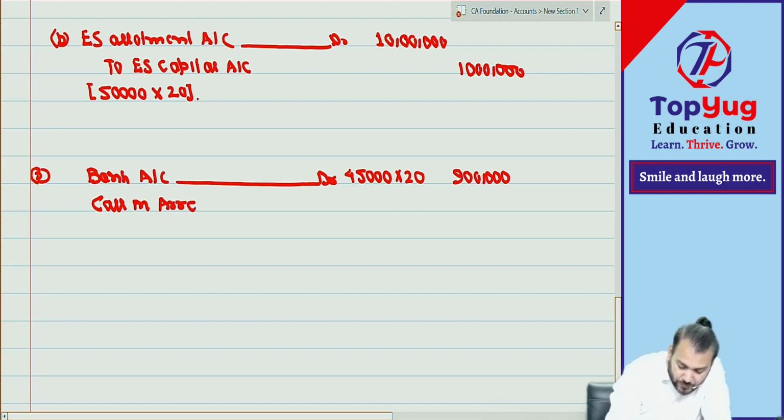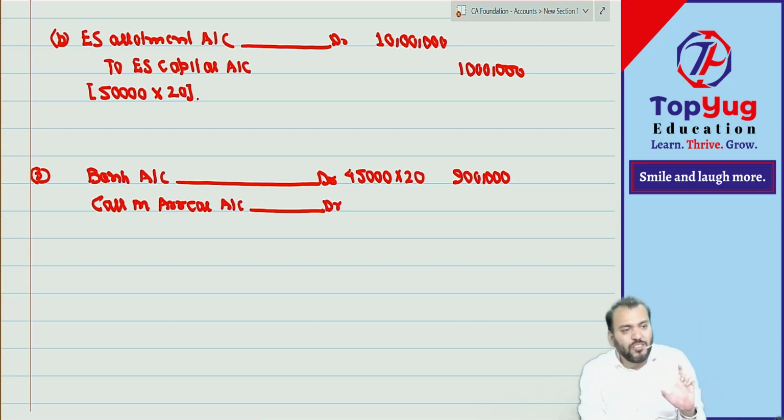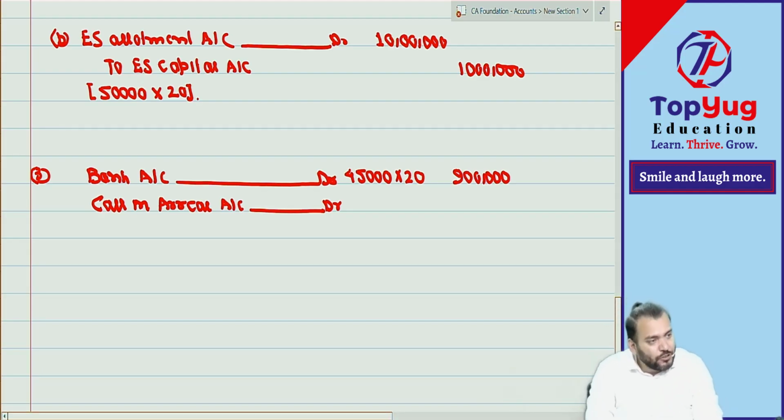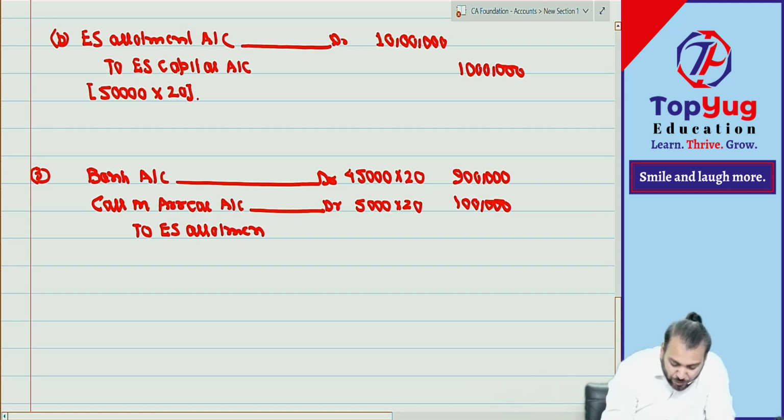And whatever amount is not received will be debited to one special account known as calls in arrear account. Even though allotment is not a call, whatever amount is not received will be debited to calls in arrear account. Don't be confused why we are saying calls in arrear. Calls in arrear will be 5,000 into 20, how much? 1 lakh. Have you understood what I am saying? To equity share allotment account. So you can see the equity share allotment account is closed now.